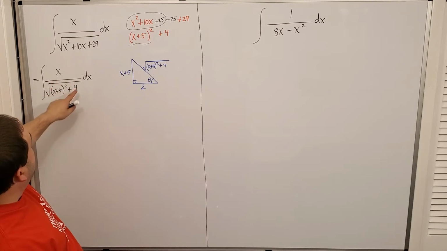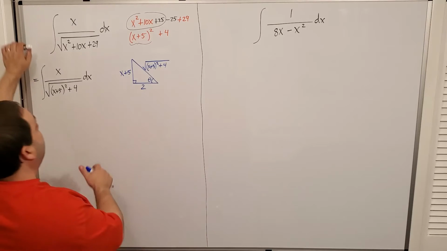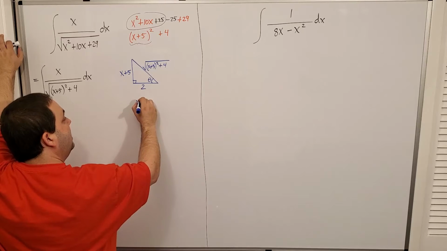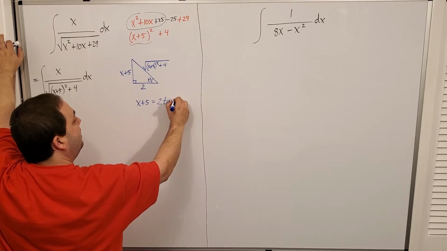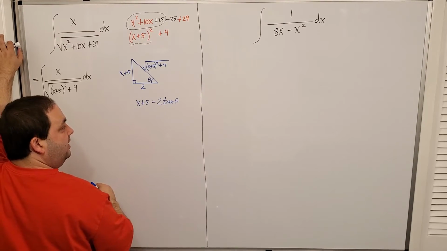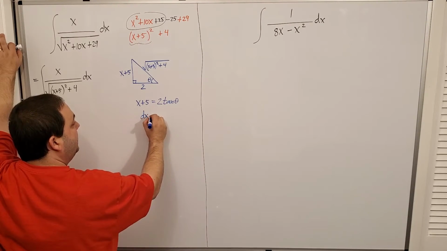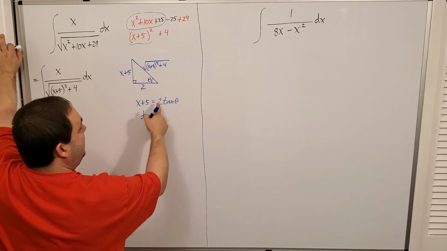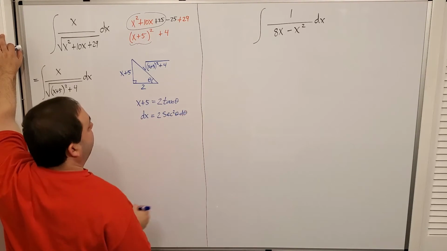Which is great, because that's exactly what I have in my integral there. Okay, so then opposite over adjacent would give me tangent. That means that x plus 5 is going to be equal to 2 tangent theta. Now x plus 5, the plus 5 doesn't change anything for the derivative. If I take the derivative of x plus 5, I still am going to get dx, right? Because the derivative of 5 is 0. So dx is still going to be 2 secant squared theta d theta.